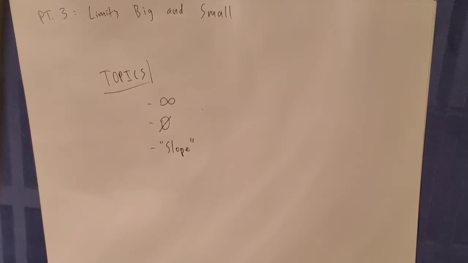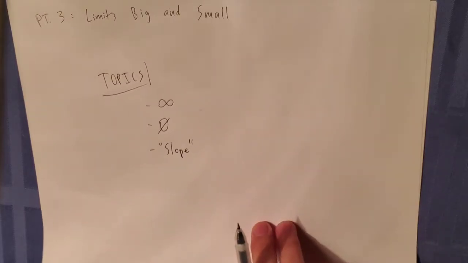We're back to limits, sadly enough. But it's a little bit different this time. We'll be going with big limits and small limits. So we'll be covering kind of like the epsilon delta form of proof for limits going to infinity and 0. And then we'll cover a little bit of slope. Alright, let's get into it.